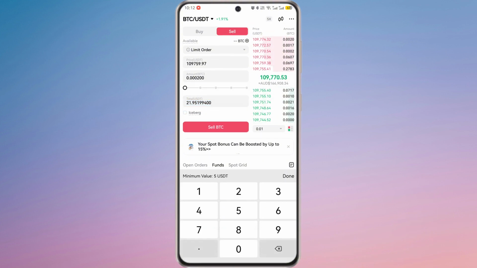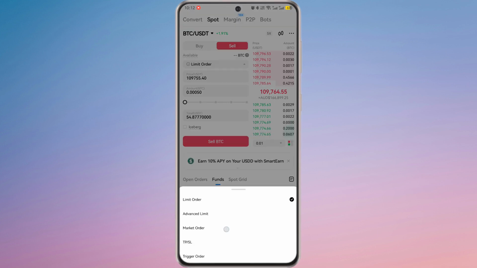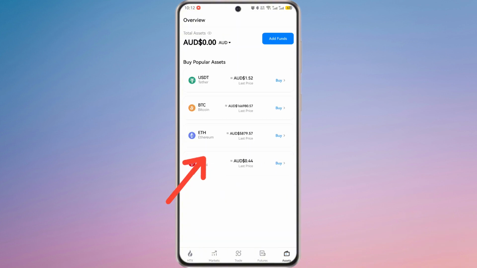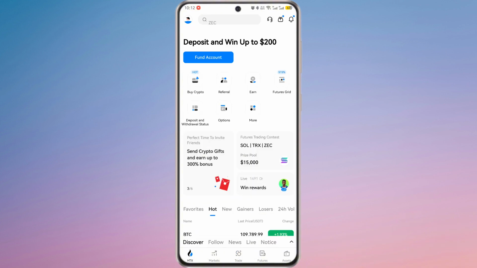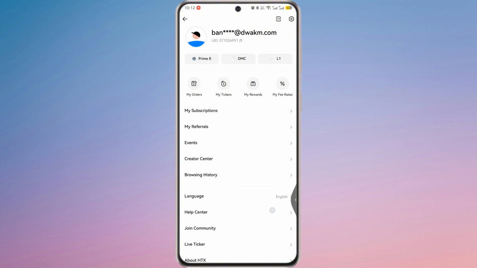You can choose between limit order to set your own price or market order to sell instantly at the current market price. After entering your preferred amount and confirming the order type, tap on the Sell button to complete your transaction. Once the order is processed, your funds will appear in your spot wallet as USDT or the selected trading currency. You can then choose to hold, trade, or withdraw your balance anytime.